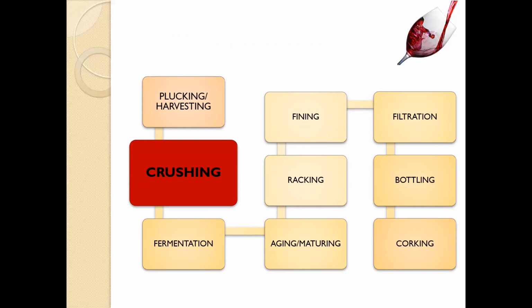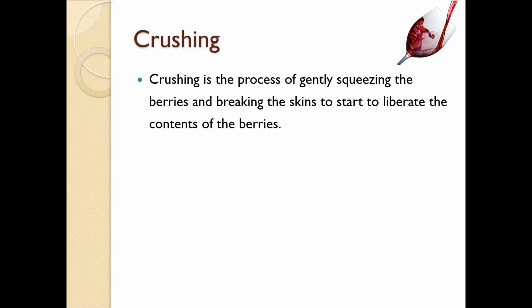These harvested grapes are then sent to the winery. The winery collects all the grapes and washes them once. After the gentle washing, these grapes are crushed. Crushing is the process of gently squeezing the grapes, breaking their skin, and extracting the content of those berries.